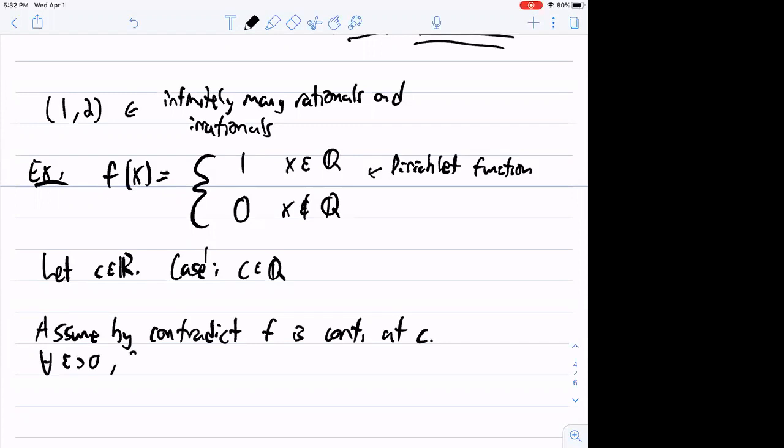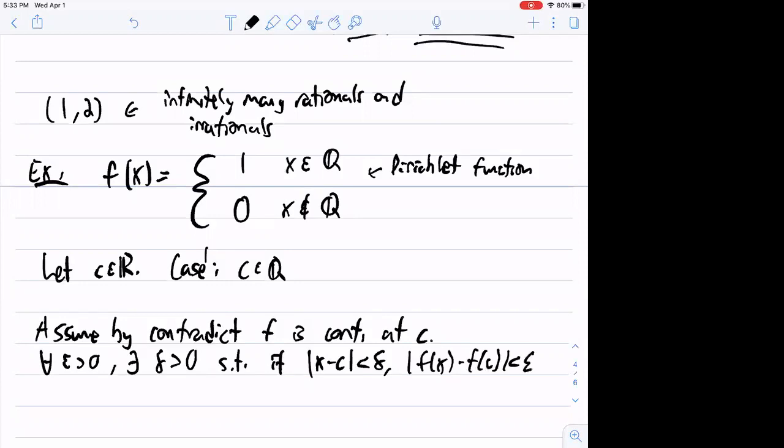For epsilon greater than 0, there exists delta greater than 0 such that if |x minus c| is less than delta, then what? |f of x minus f of c| is less than epsilon, right? So given any epsilon, there should be a delta such that this holds, right? So I just need to show for one epsilon, this doesn't hold, right? Because this statement is for all epsilon, right? So if I find some epsilon such that the corresponding statement doesn't hold, we're done, right?